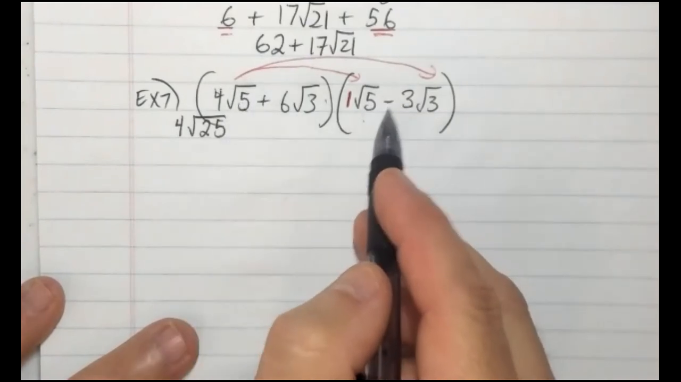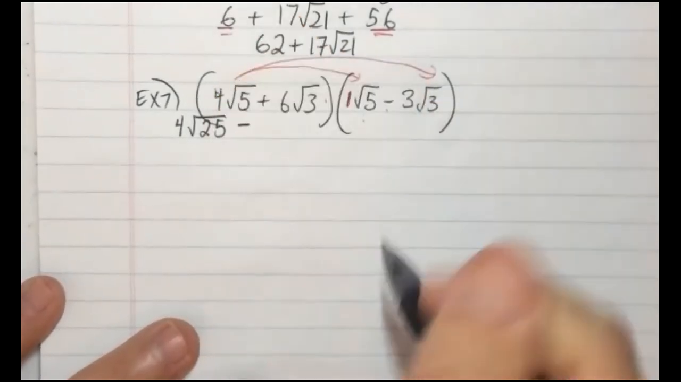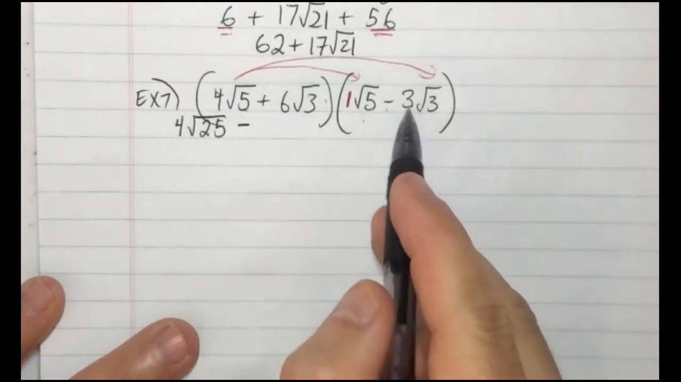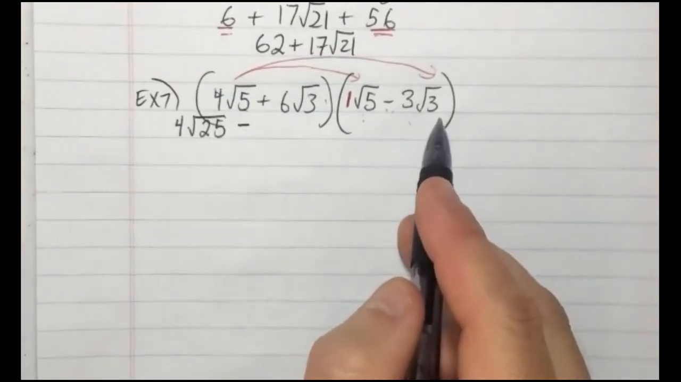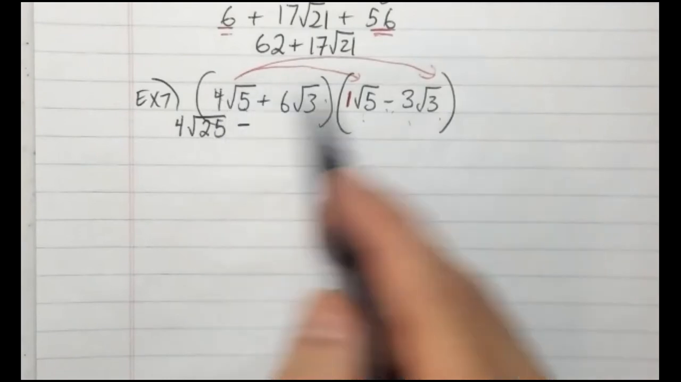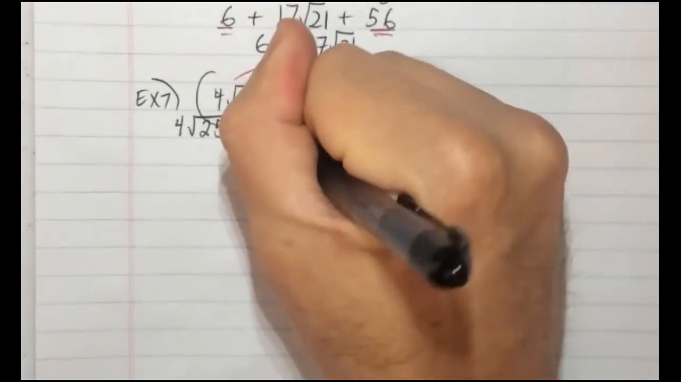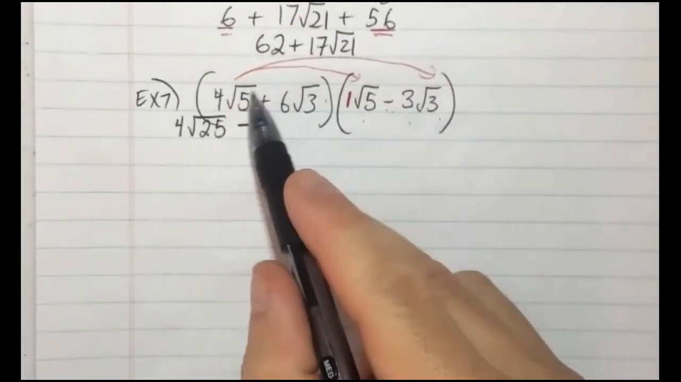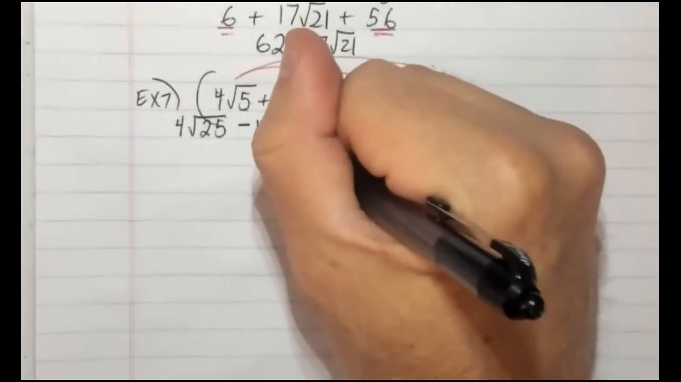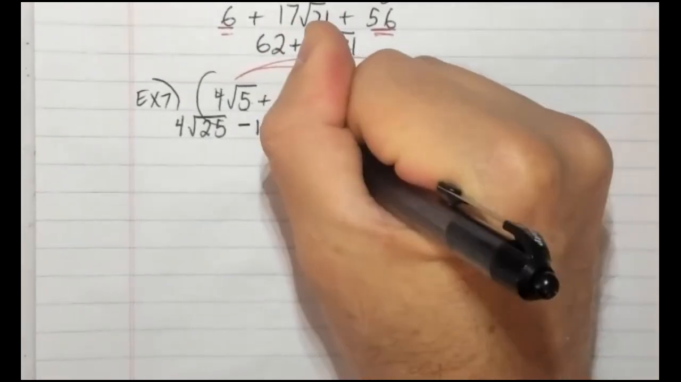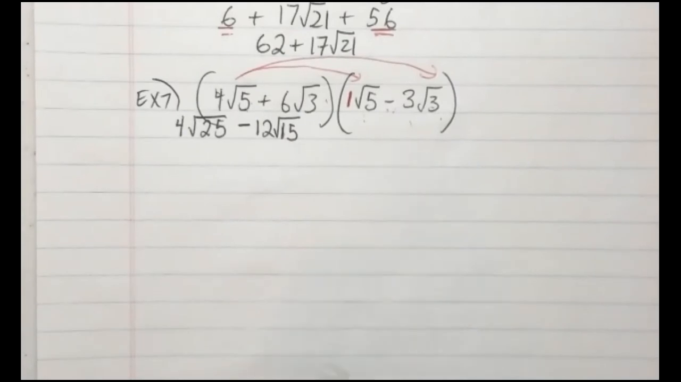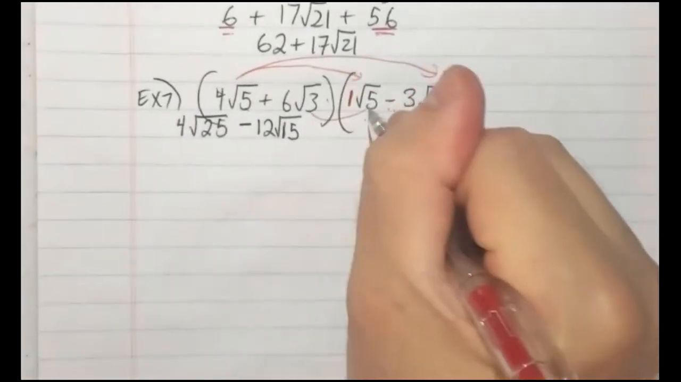4 square root of 5, and this is a minus, so that's important. Let's put that in there. 4 square root of 5 times negative 3 square root of 3. So first thing we do is 4 times 3 gives me 12, and we know it's negative because it's negative here. And then 5 times 3 gives me 15. All right, so now we're going to move to the 6 square root of 3.